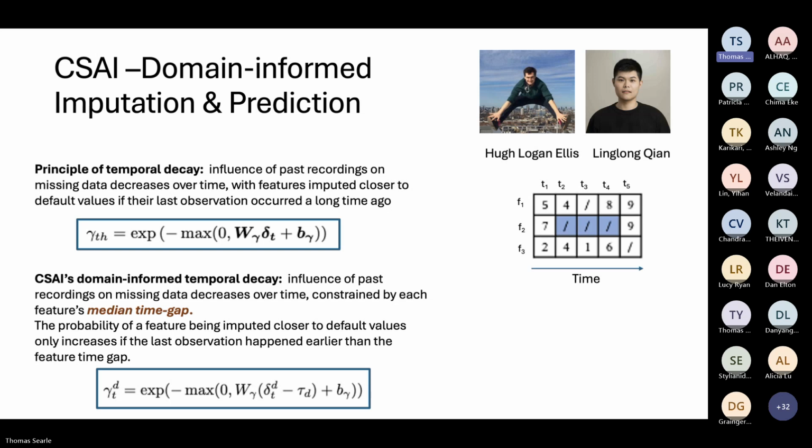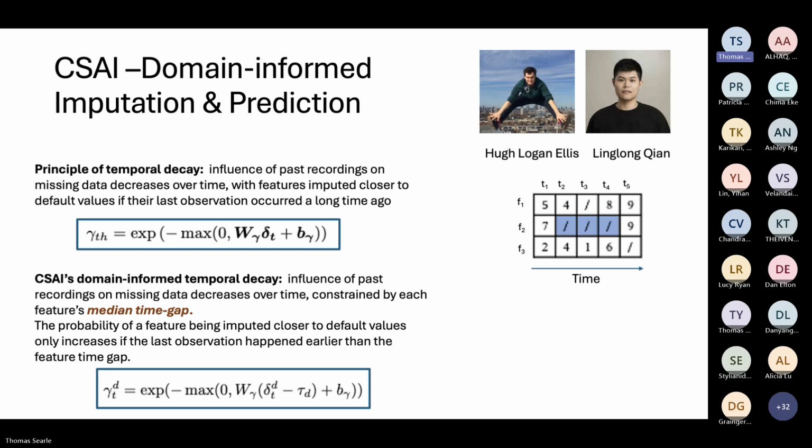Then Hugh said, well, that doesn't make any sense. Because as a doctor, the heart rate that I took 2 minutes ago and respiratory rate half an hour ago and a lab test ordered this morning are equally valid. So we went about to embed this information in our imputation model.